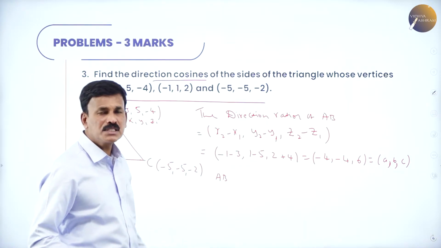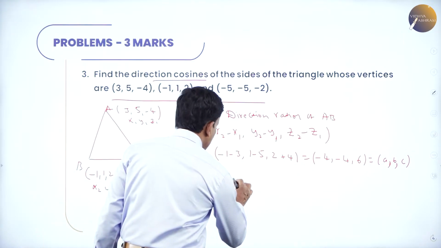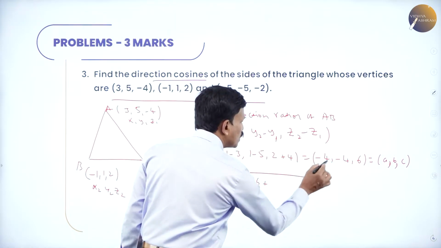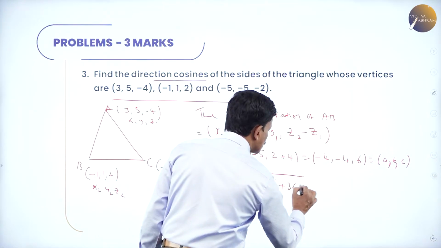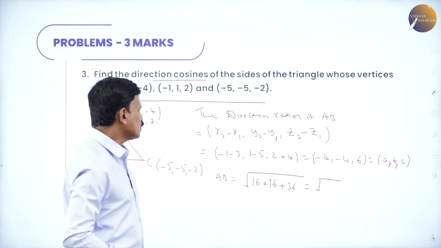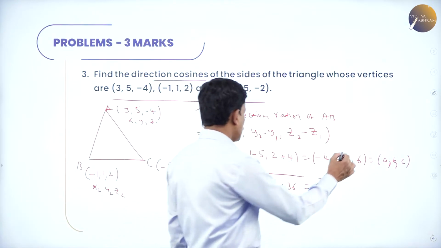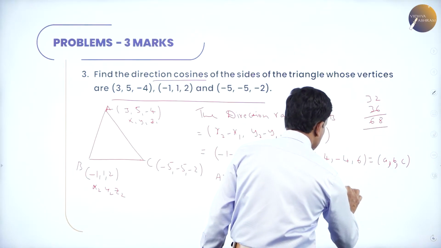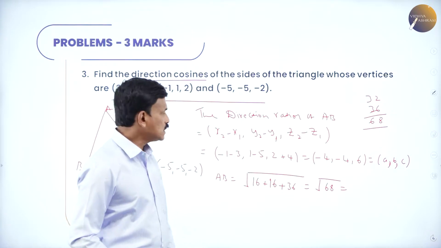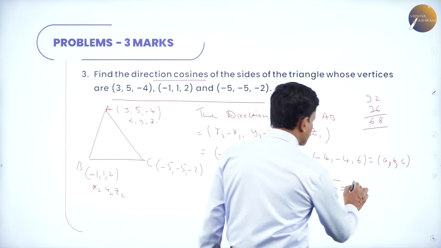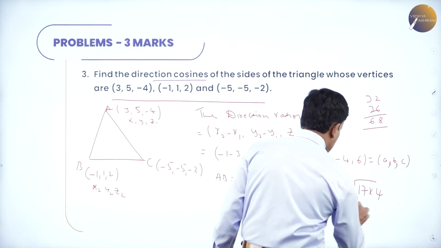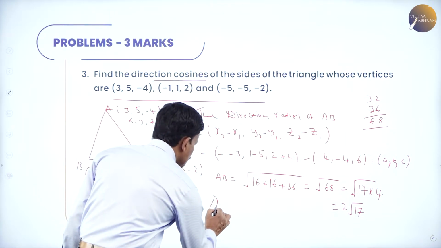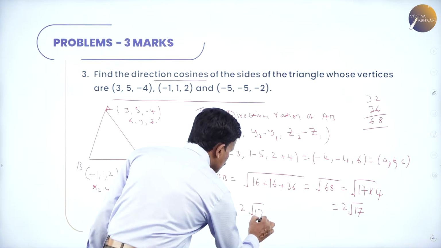What is AB? AB is nothing but the distance between the 2 points. Here the distance is given by the square root of 4 squared is 16, again 4 squared is 16, plus 6 squared is 36. So 16 plus 16 is 32, 32 plus 36 is 68. Square root of 68 can also be written as 17 into 4, so this can be written as 2 root 17. Therefore the distance AB is equal to 2 root 17.